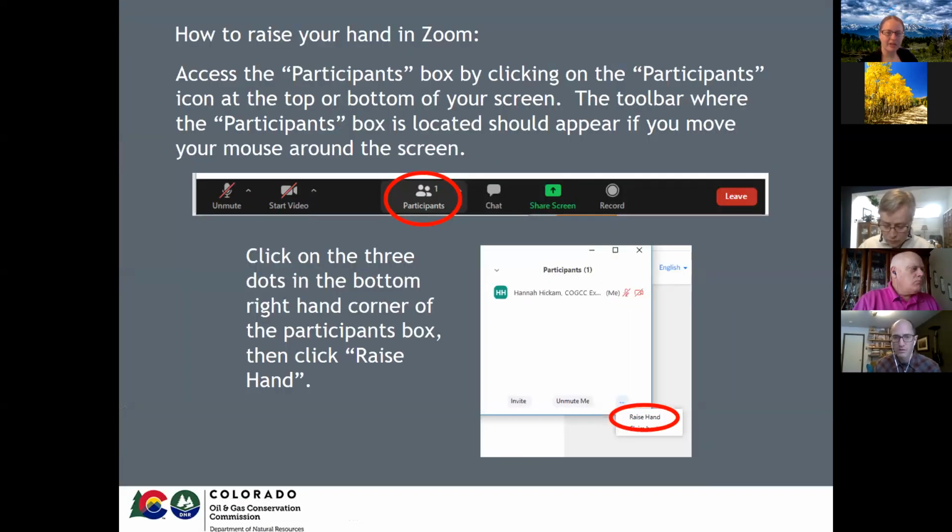This is explaining how you can raise your hand. You go to the participants box, click the three dots and then click raise hand, or the chat box is right next to the participant box usually. And you bring up this toolbar by moving your mouse around. It should either show up on the top or the bottom of your screen. Mine shows up at the top, but I've also had it show up at the bottom. Great, it looks like we've already got some questions, so just keep those coming in for the first few minutes.